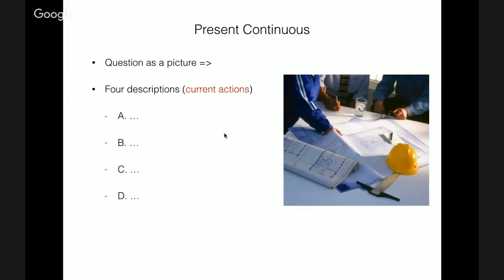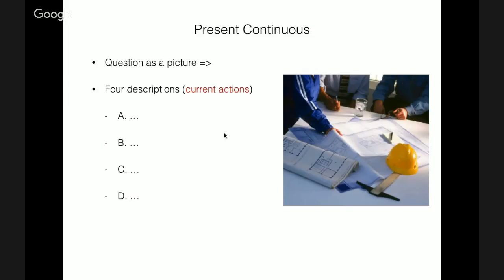So I want to do this as an activity. I'm going to tell you the 4 descriptions. I'm going to do it at the TOEIC speed, and I want you watching to think for yourself what the answer is, and maybe post the answer in the chat or in the questions. If you click at the side of the presentation, you'll see chat and you'll see Q&A. Put your answer in there, and we'll see how many people get the right answer.